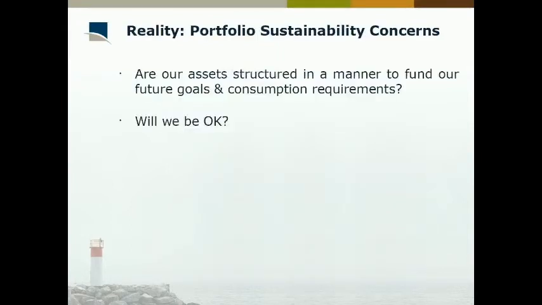Portfolio sustainability concerns. Clients of all types work very hard to accumulate their assets, and the last thing they want to happen is for those assets to be lost. For this reason, investors are becoming increasingly focused on the sustainability of their assets for not only their lifetime, but in many cases for future generations. As a result, clients are increasingly searching for answers to questions such as, are our assets structured in a manner that can fund our future goals and consumption requirements? Or basically put, are we going to be okay?